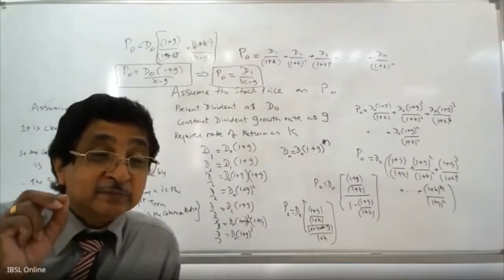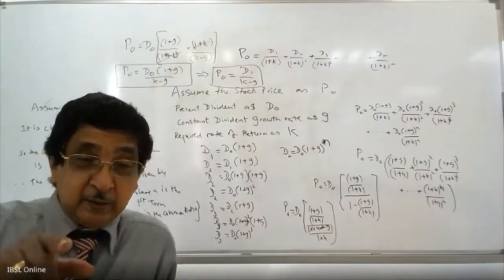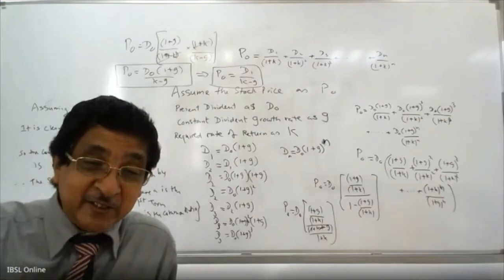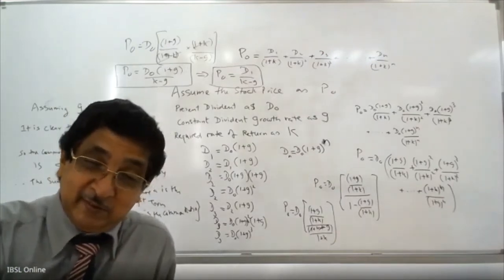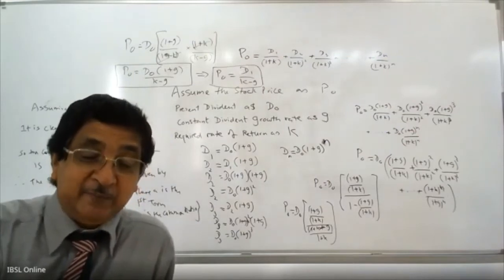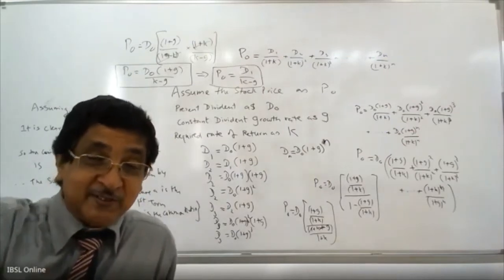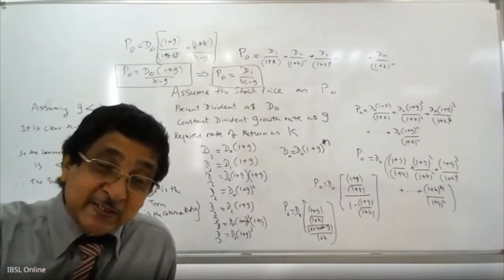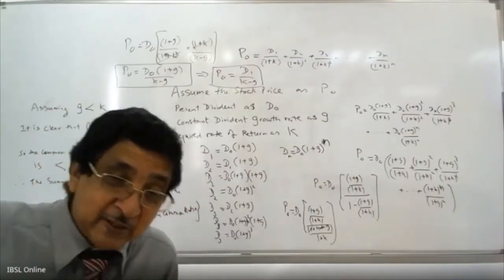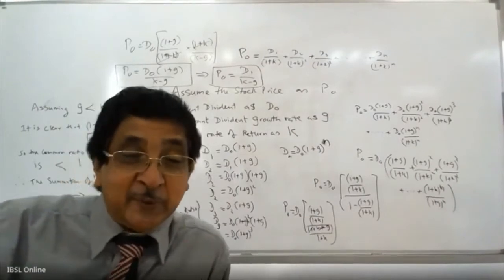But what are the conditions? Invariably, K has to be greater than G. Now I am asking a small question. As Asanka also asked, if K is less than G, what will happen? If K is less than G, what will happen?